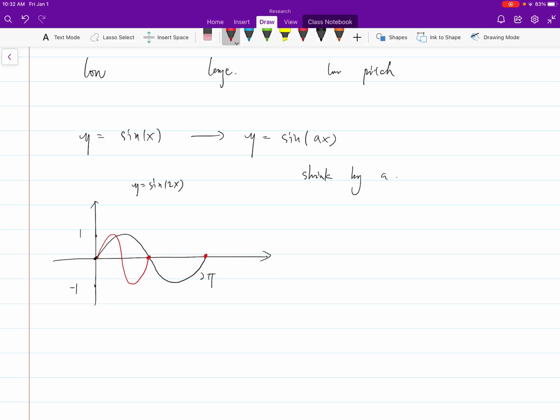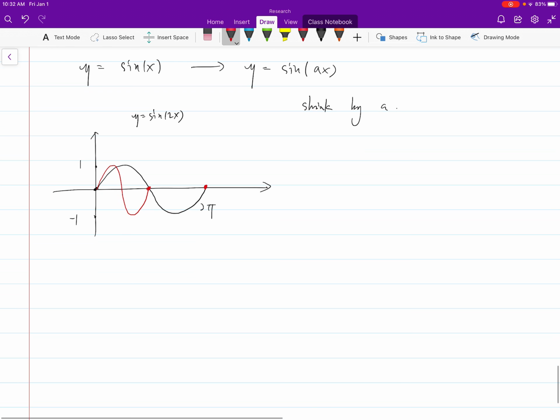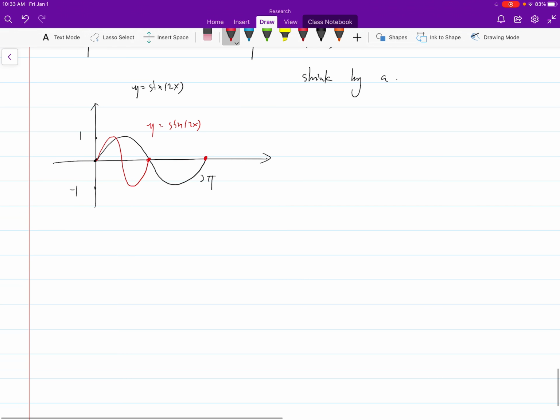By the way, keep the y the same. You basically do the same thing within half the period. So the whole thing has a higher frequency, a smaller period.